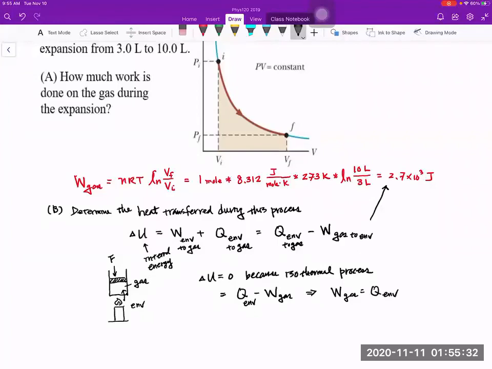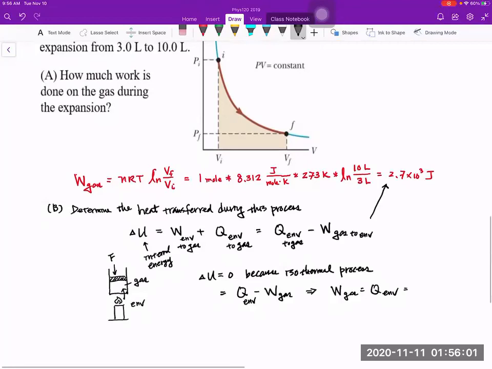So to answer this question, it simply means if you wanted to let the gas do work on the outside and keep it isothermal, you have to give energy from the outside. You have to give the energy such that the gas will do the work on the outside. And that amount of energy is the same as the amount of work done by the gas. So that is equal to 2.7 times 10 to the 3 joule.